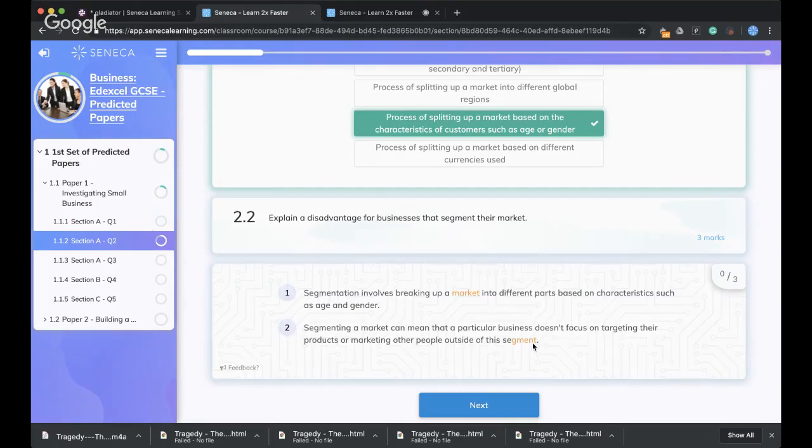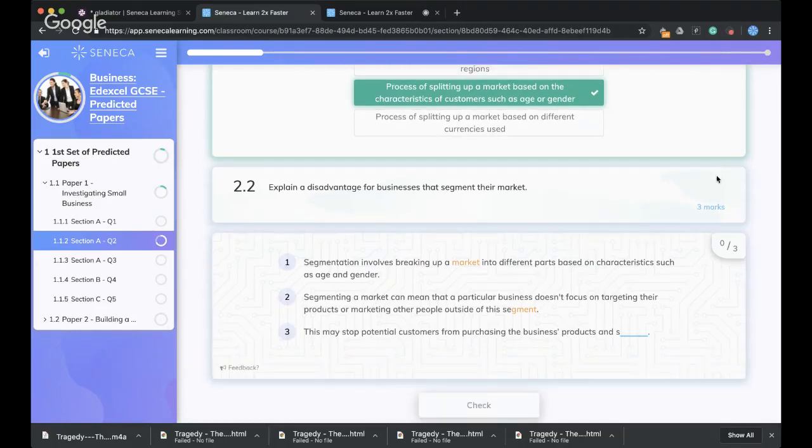So basically, if you're Twitch and you're targeting people who love League of Legends, you may overlook people outside the segment. You might not get the FIFA people. You might not get the Call of Duty people. If you go on TikTok, you're targeting probably teenagers, potentially more females than males. And if you don't target the other segments outside the market, you might be missing them. So that's a good disadvantage.